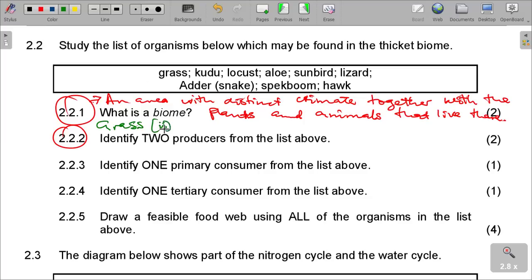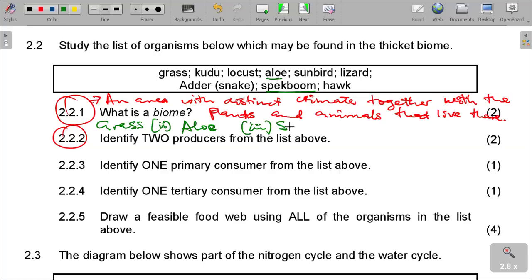Identify two producers there. We can say the grassy. What else can be a vegetation there, or a producer? We can also have the aloe. Aloe is also a plant. We can say aloe is also a producer there. Can we also talk about the spec boom? Also, now is number three.